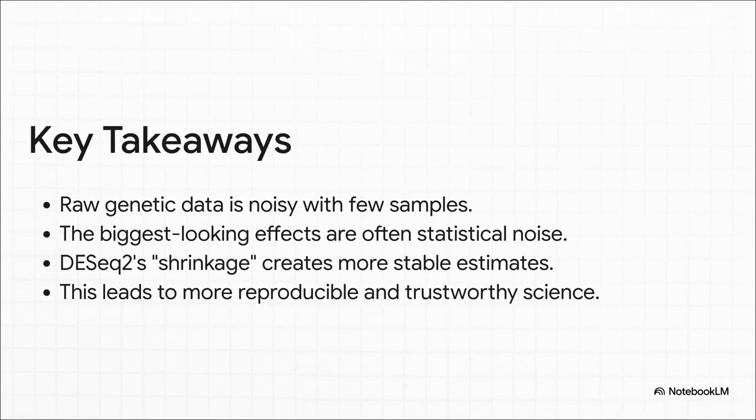All right, so let's tie this all together. The bottom line is this. Raw biological data, especially from just a few samples, is super noisy. And those big flashy effects you see at first are often just statistical illusions. The absolute genius of DESeq2's shrinkage is that it gives us a rock-solid, statistically sound way to cut through that noise. It leads to science that's more stable, more reliable, and frankly, more true.